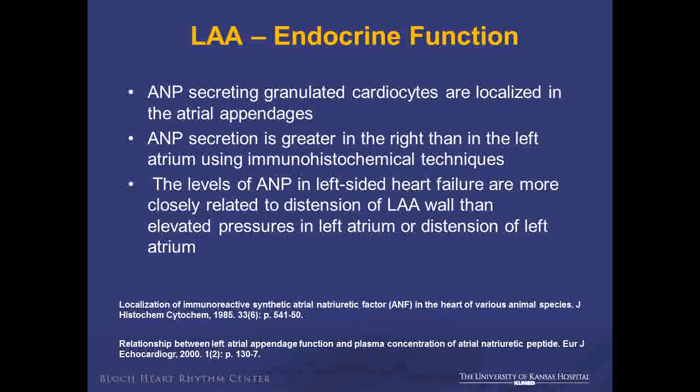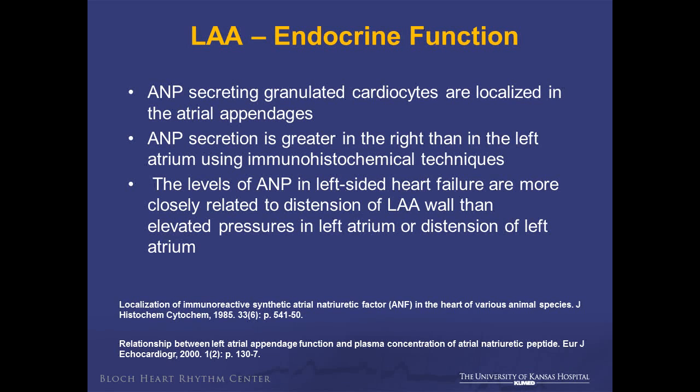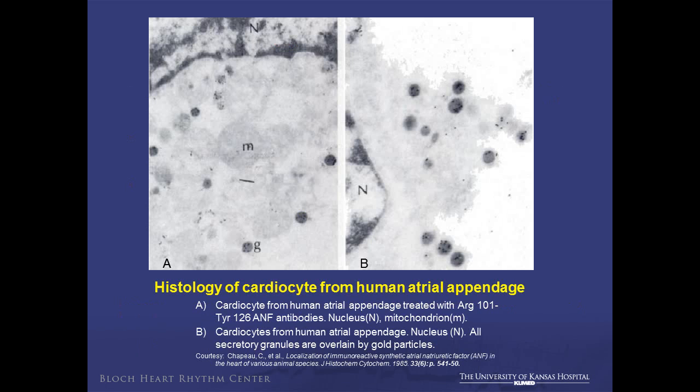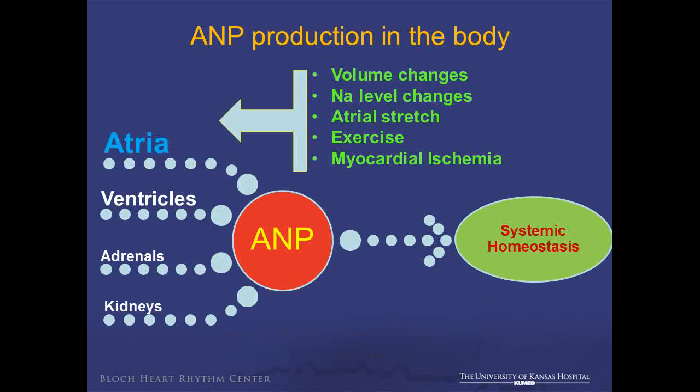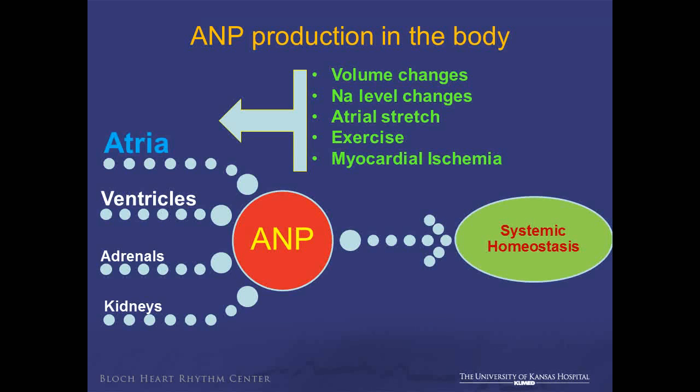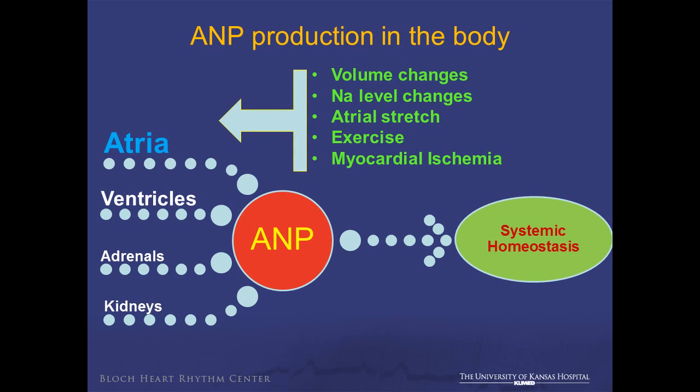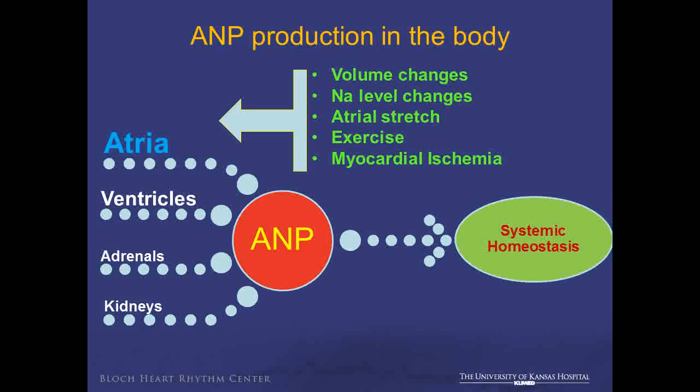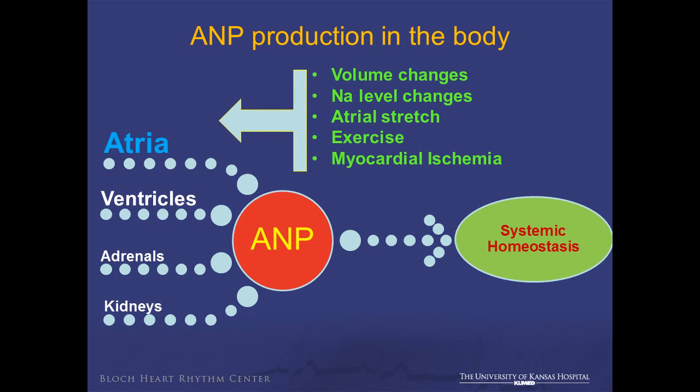It seems that the ANP secretion is more closely related to the appendageal wall distension than the elevated pressures in the atrium or within the appendage. So this is a good example of these granulated cardiocytes that have the secretory ANP granules in them. To simplify the atrial natriuretic peptide physiology within the human body, there are several sources, including atria, ventricles, adrenals, kidneys, of which the atria seems to be the most common source of natriuretic peptides.